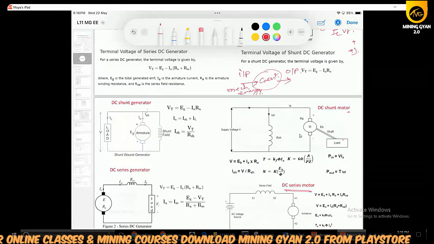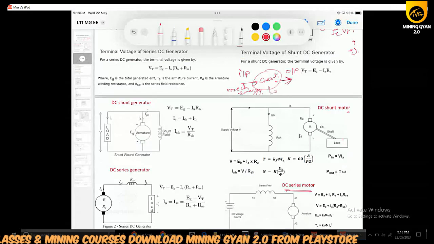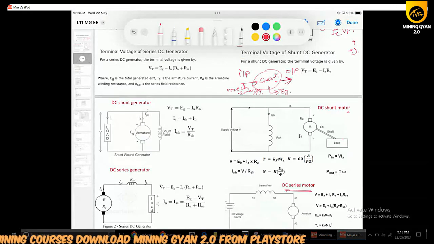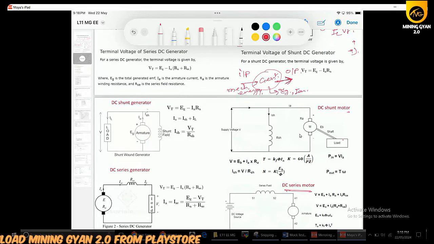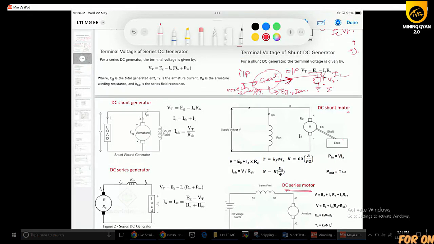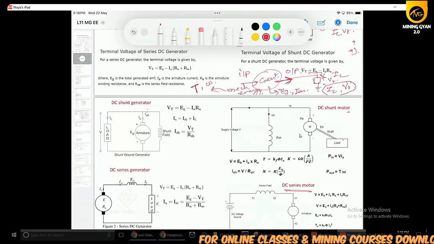Means rotating parts will rotate, and accordingly the induced EMF, that is the generated EMF, will be produced, and armature current will be produced. And on the output side, you have to connect your load like this, so you will get the electrical energy that is generated by the generator in terms of Vt and IL. So IL and Vt are the electrical quantities, whereas in case of mechanical energy, torque T and omega, these two are the mechanical quantities.